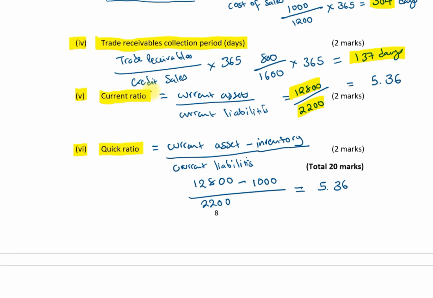I think I made a mistake. Okay, this is the correct answer, but I may have made a mistake on this one. Is this the correct answer? Or what do you get? Do you get 5.82? This should be the correct answer. Okay. Lovely. I love it.